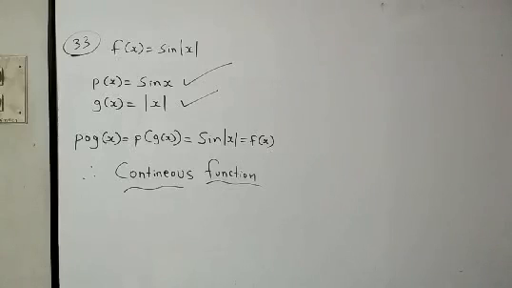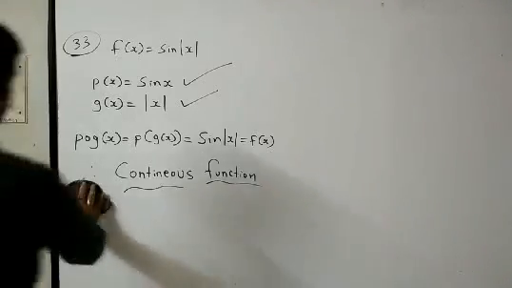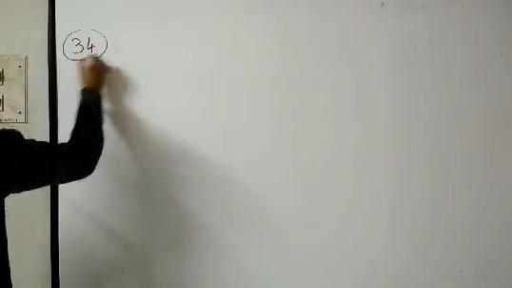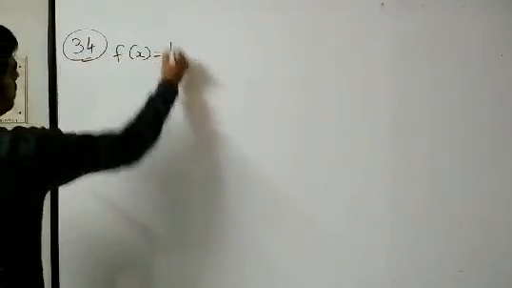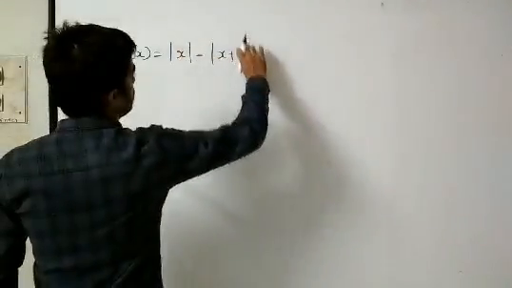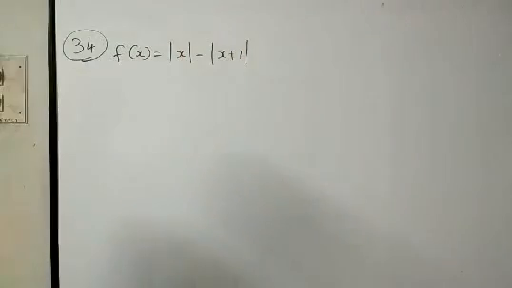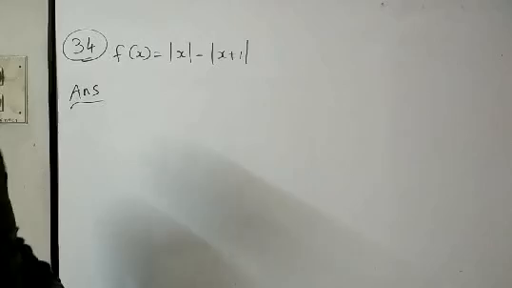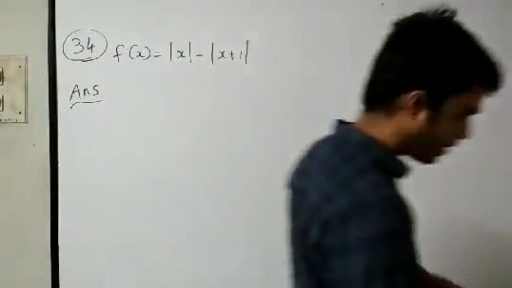Now, 34th question. Question number 34. F of x is equal to modulus x minus modulus x plus 1. We have to check whether, yes, not we have to check, we have to find all the points of discontinuity.